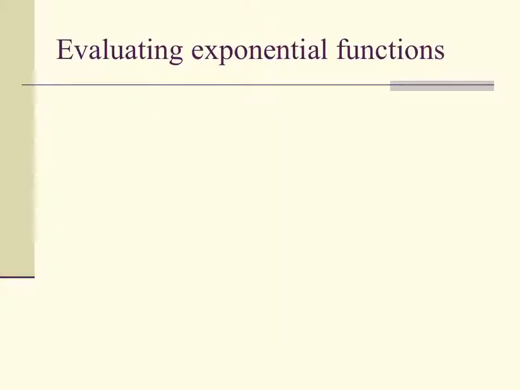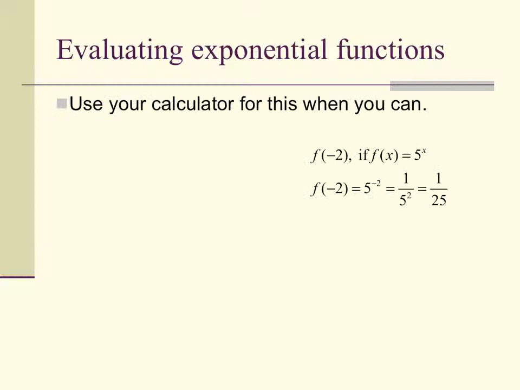Exponential functions can be evaluated with a calculator. Suppose I have f of negative 2 and my basic function is 5 to the x. Well, that's 5 to the negative 2 power. Now, a negative power you put on the opposite side of the fraction line, and the negative goes out of the exponent. So a negative 2 just means that 5 squared would be in the denominator, so it's 1 over 25.